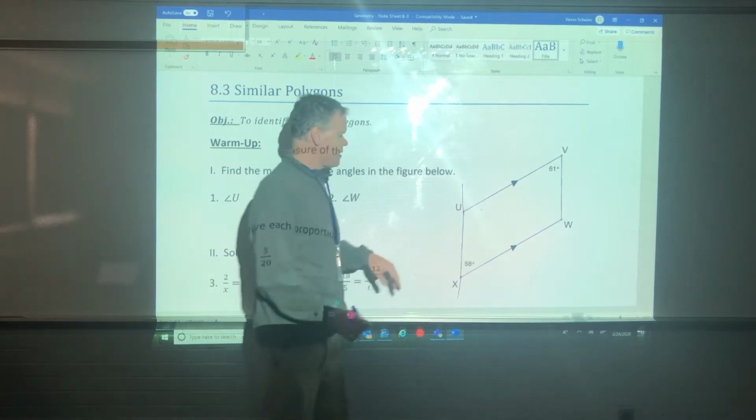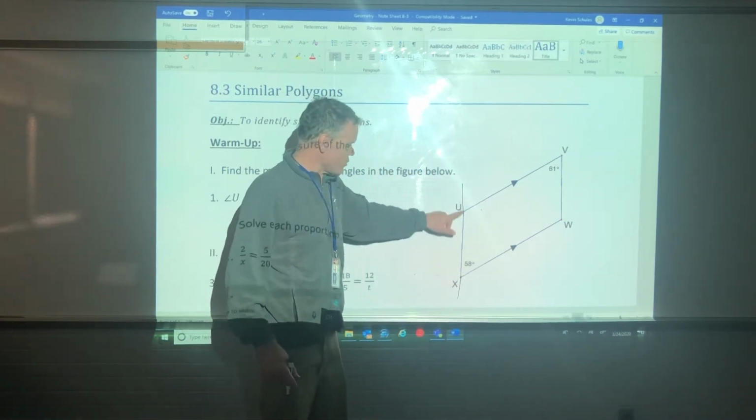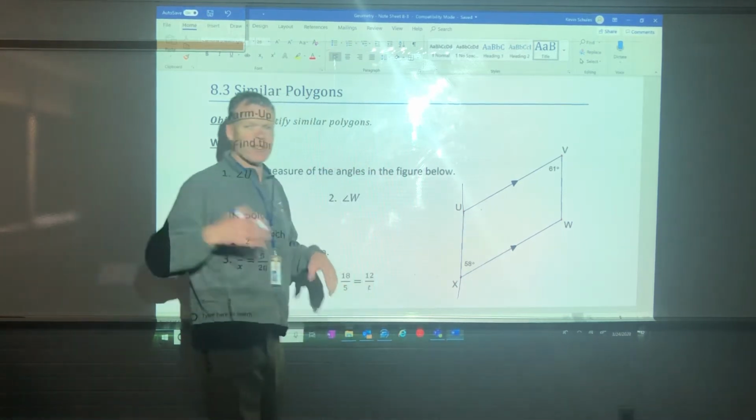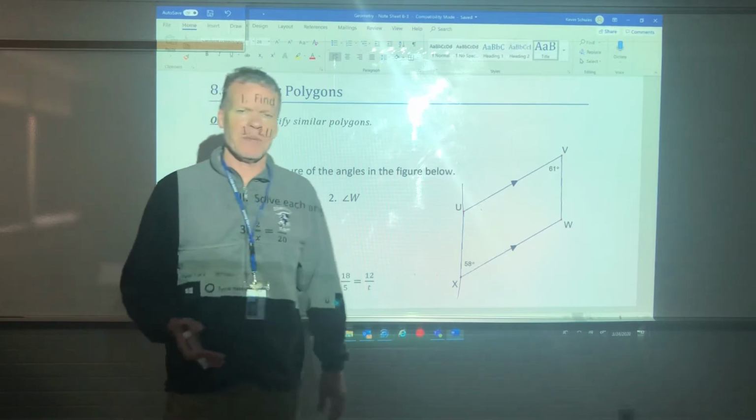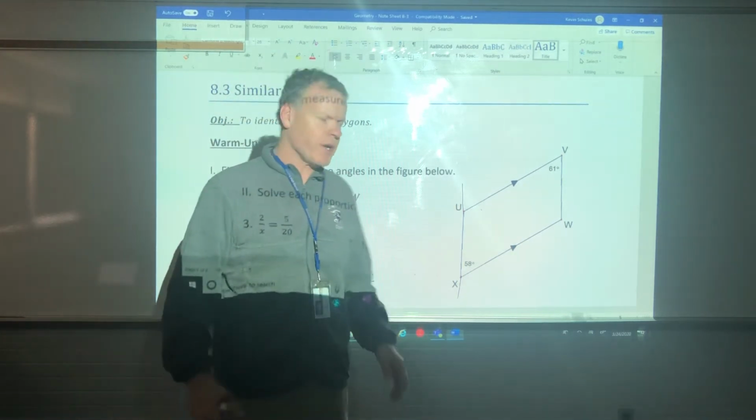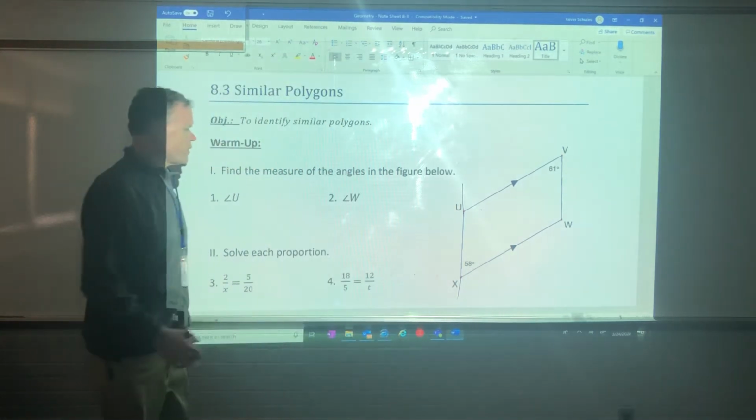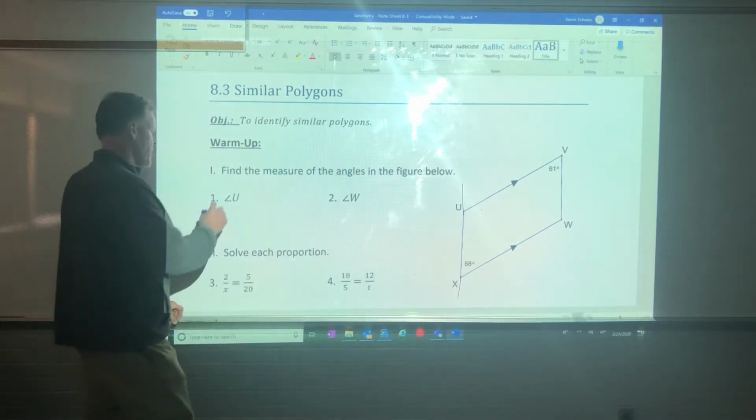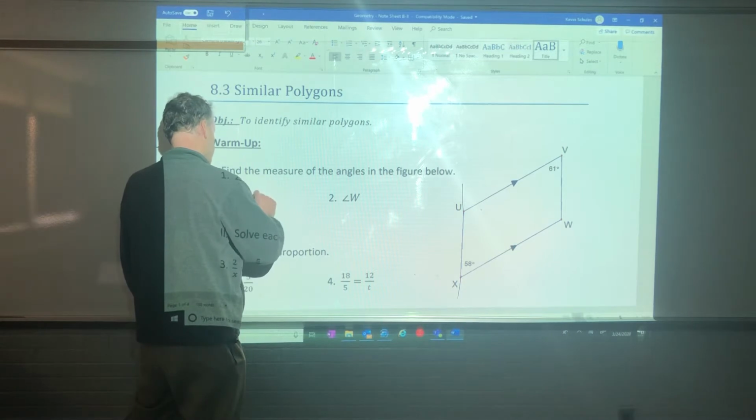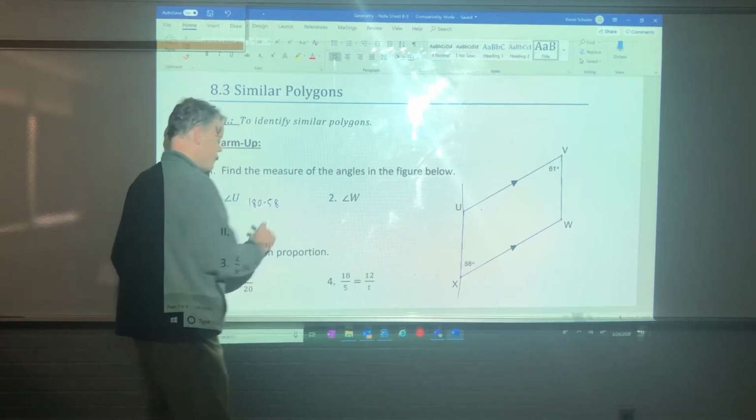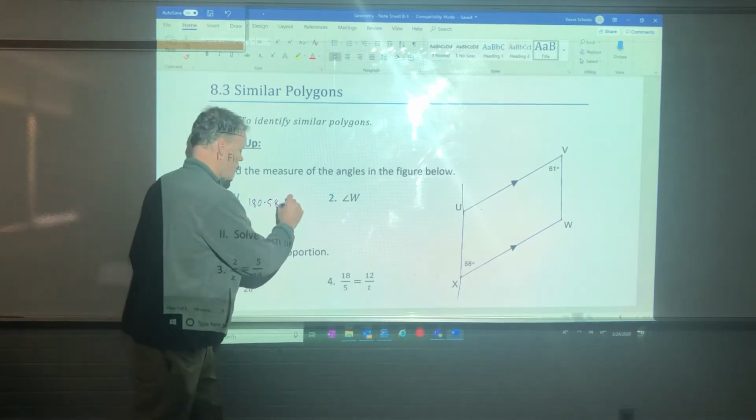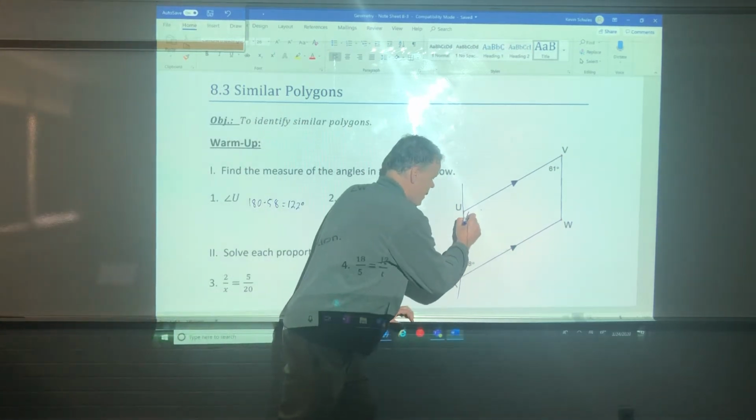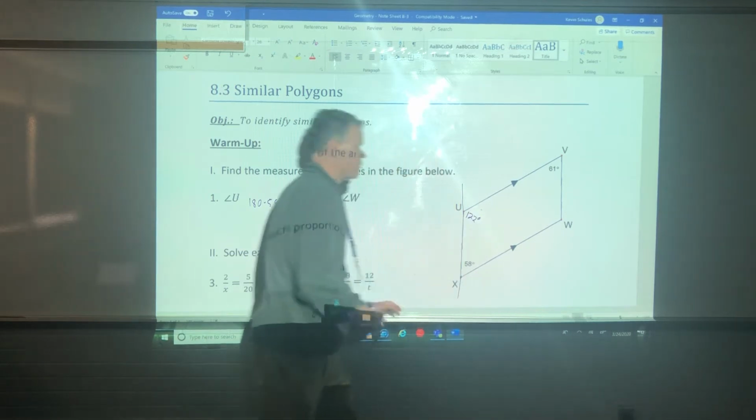And if you had that, you would look at these 2 angles, U and X, as consecutive interior angles. We know consecutive interior angles are going to be supplementary, meaning they have to add up to 180 degrees. So all we're going to do to find a measure of U is just take 58 away from 180. And we're going to get 122 degrees for our measure of angle U, okay?